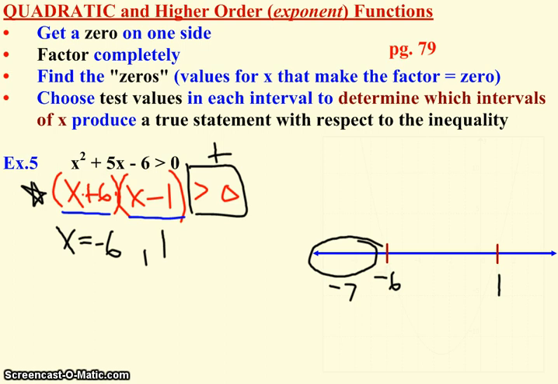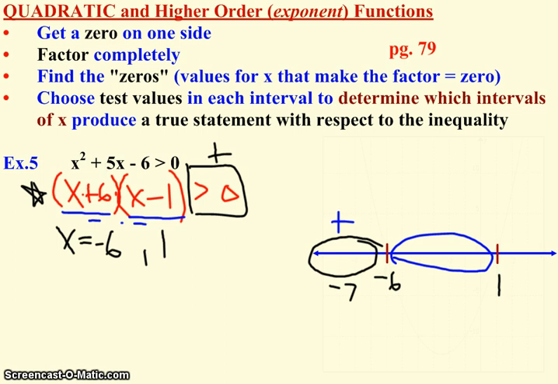So if you do negative 7 plus 6, that's negative 1. So it's negative. Negative 7 minus 1, negative 8, that's also negative. And then negative times negative is positive. So the numbers in that area produce a positive result, which means true. They satisfy the inequality.